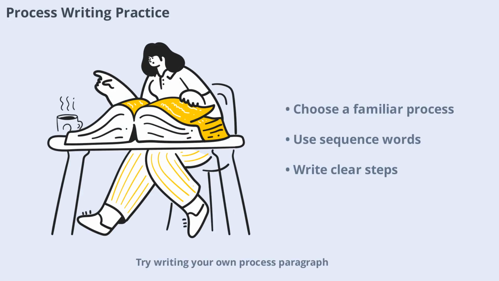Try writing your own process paragraph. Think of something you know how to do, like making a simple recipe or describing a daily routine. Write 4 to 7 sentences using imperative sentences and sequence words. Practicing this structure will help you give clear instructions in English.